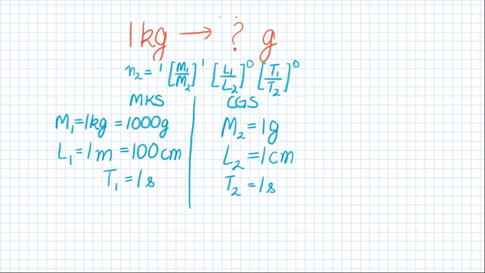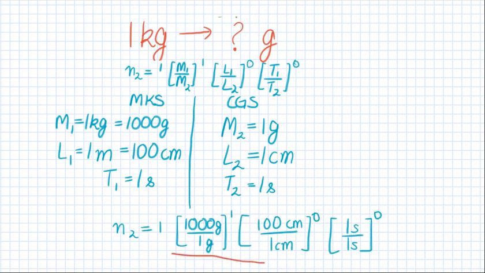Okay, so T1 is 1 second, T2 is also 1 second. Fine. There's no difference in the values in both the units. In MKS system, it is measured in seconds. In CGS system, it is also measured in seconds. So what you do next is substitute this value of M1, substitute this value of M2, substitute this value of L1, substitute this value of L2, substitute the value of T1, substitute the value of T2. Fine. So after you substitute, it will look somewhat like this.